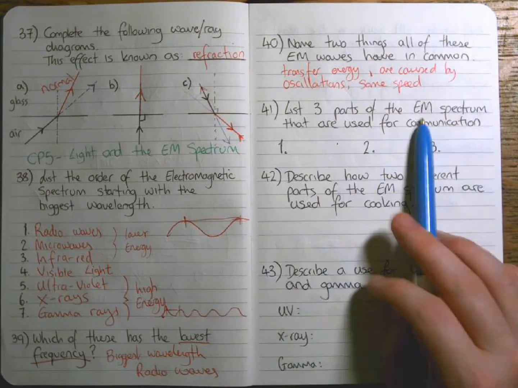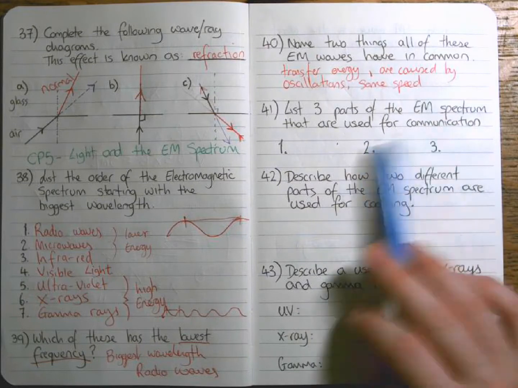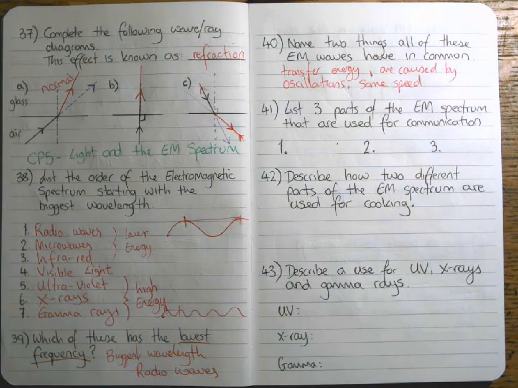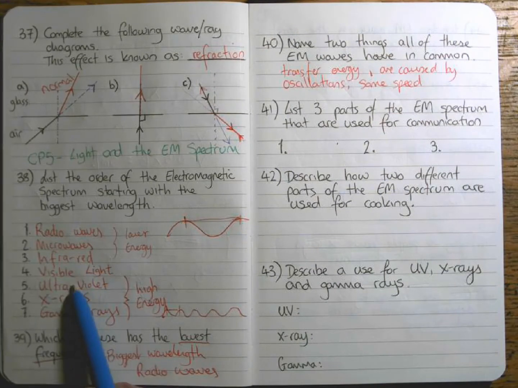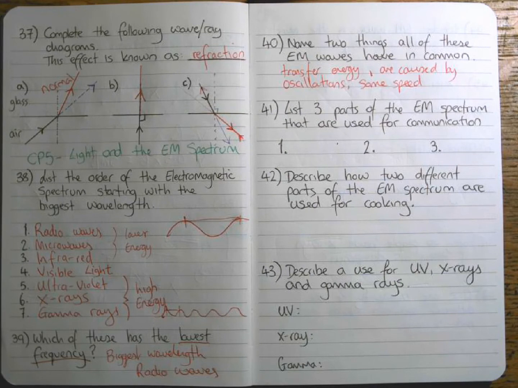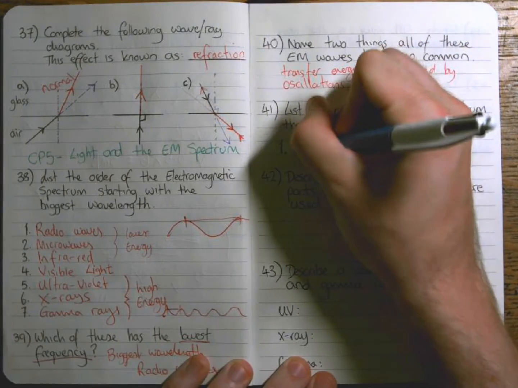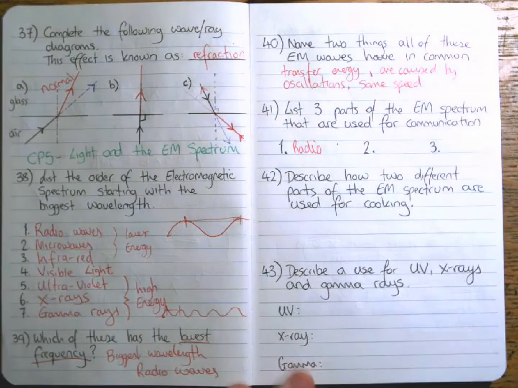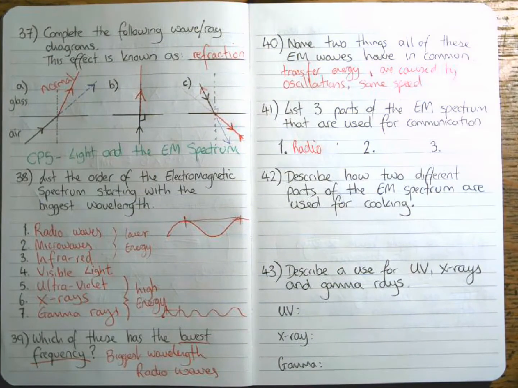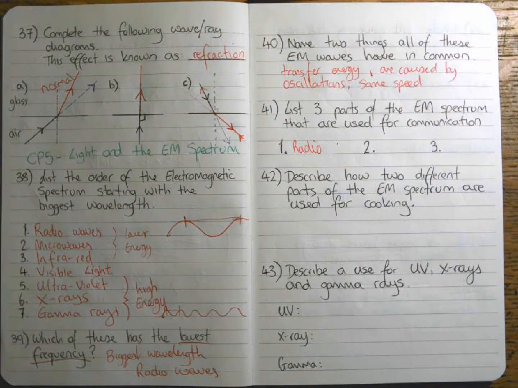Next, there are 3 parts of the electromagnetic spectrum that are used for communication. So which 3 of these are used for communication? The first one's probably obvious, and that's radio waves. Radio waves transmit information to your radio, funnily enough. So that's proof that they can be used for communication.